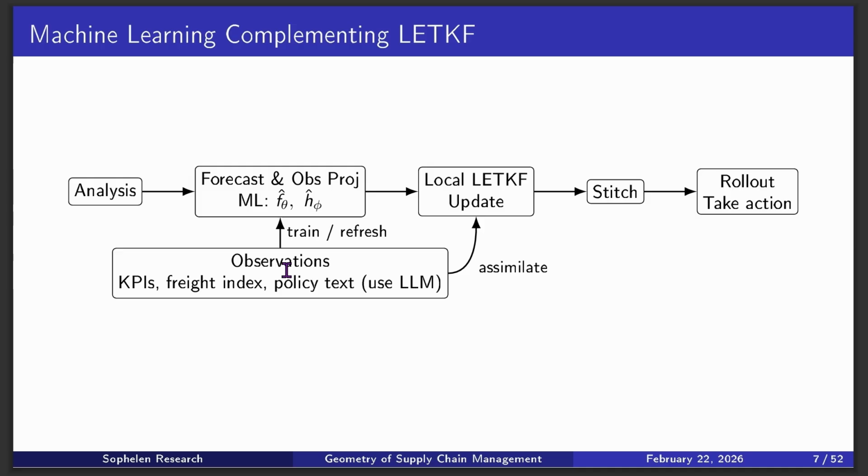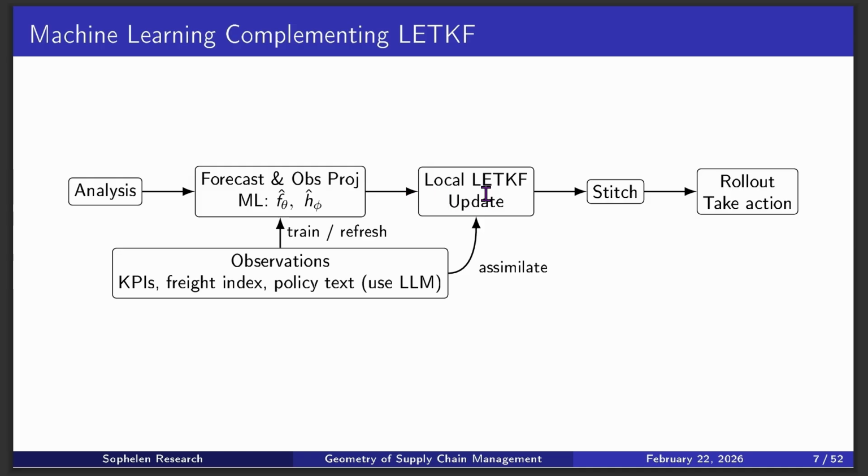Now, the observations are KPIs, indices, and policy text, right? So, for example, this is where we would use AI. Let's say China just came out with some policy that is written out in 10,000 pages, right? It's hard for us to read that very quickly and extract useful metrics. So what we do is we use a large language model, and let it summarize it and extract the metrics that we want, and then we plug those metrics into our two functions.